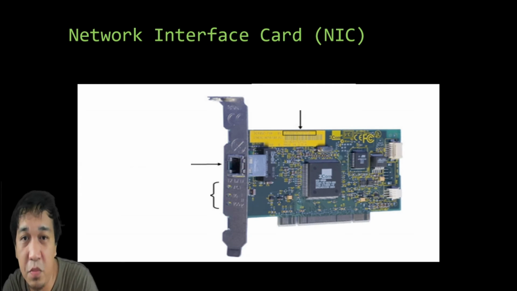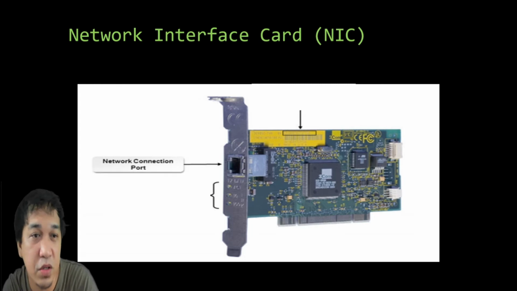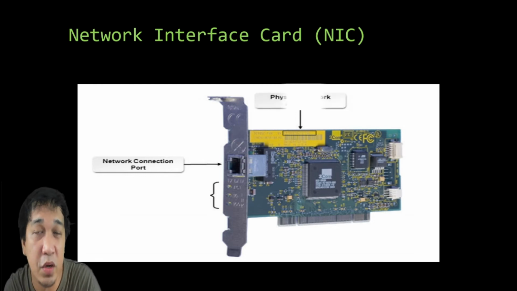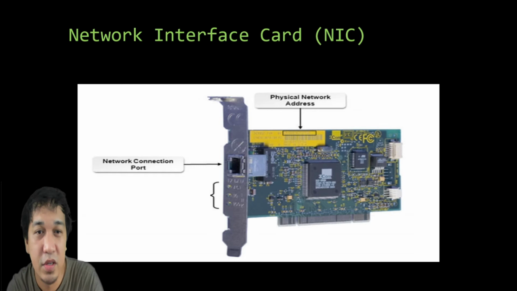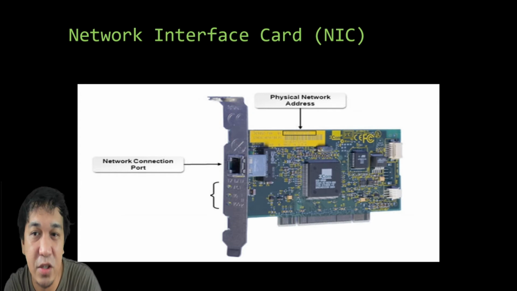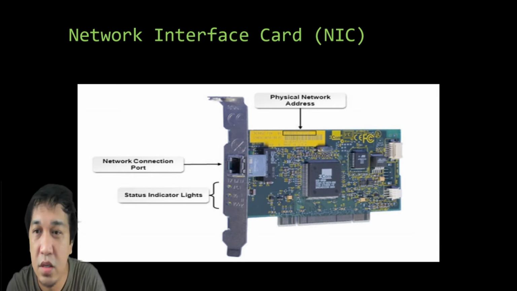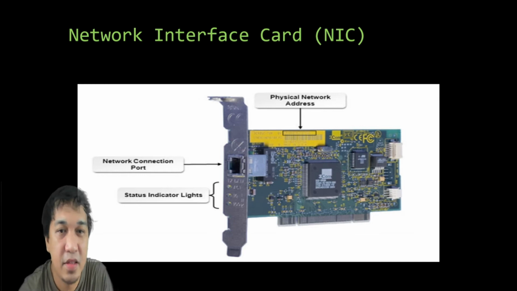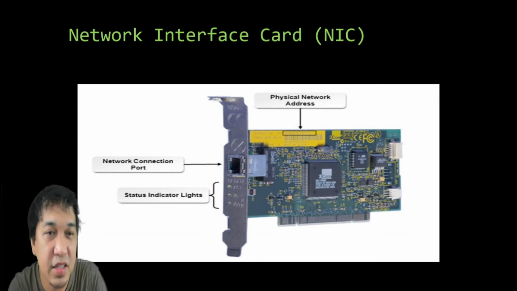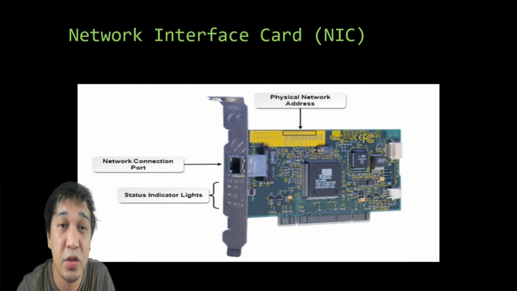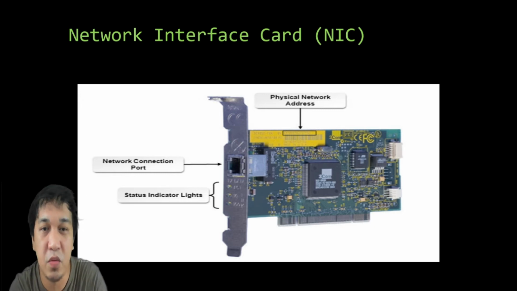This is an example of a network interface card. So we have the network connection port. This port is configured to connect specifically to a given type of network cable or jack connector. Next, the physical network address. It is a unique physical address marked onto the card by the card manufacturer. The physical address is also called the Media Access Control or the MAC address. Then the status indicator lights. These LED status lights can provide information on the state of the network connection, if there is a problem, or signal from the network.